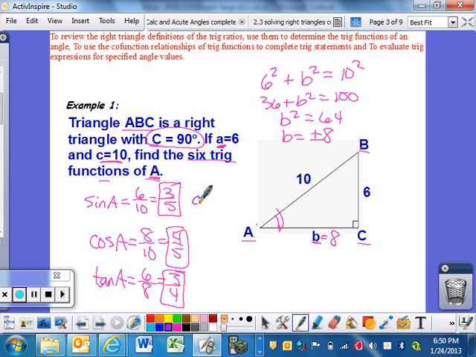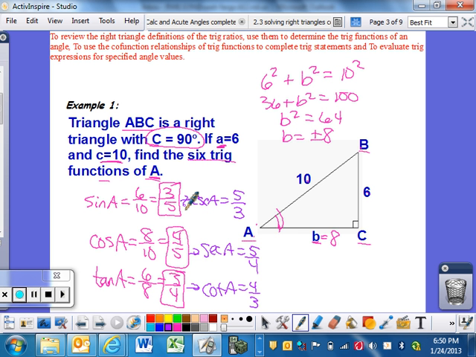So I know that cosecant of A equals 5/3. I just got to flip it. Secant of A is 5/4. And then cotangent of A is 4/3 simply by flipping the original 3, because they're reciprocals of each other.